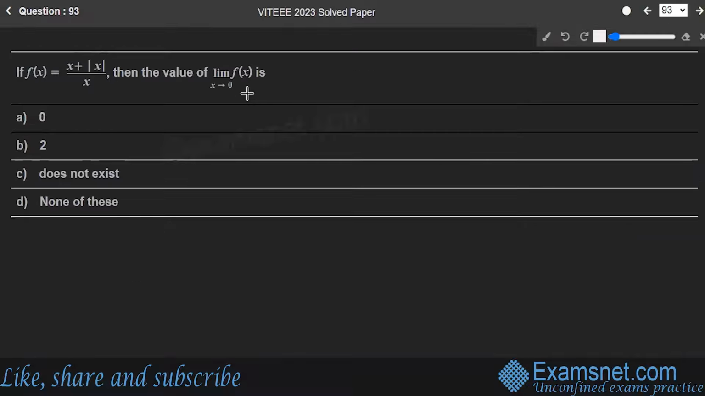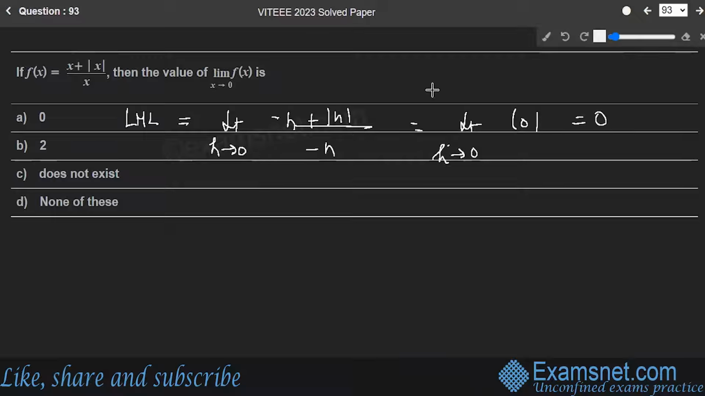Next is question number 93. If f of x is given by x plus mod of x, upon x, then the value of limit x approaching 0 of f of x is equal to. Fine, let's find the left hand limit of it. So this is limit h approaching 0 of (minus h plus mod of h) upon minus h, that is equal to limit h approaching 0. This will be 0 only.